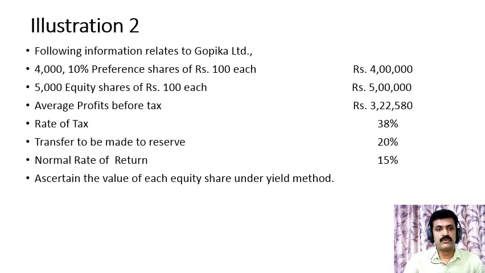Now we will move on to another illustration. Here the information relating to Gopika Limited is given to you: 4,000 10% preference shares of rupees 100 each, 4 lakhs; 5,000 equity shares of rupees 100 each, 5 lakhs; average profits before tax 3,22,580; rate of tax 38%; transfer to be made to reserves 20%; normal rate of return 15%. You are asked to ascertain the value of each equity share under the yield method.